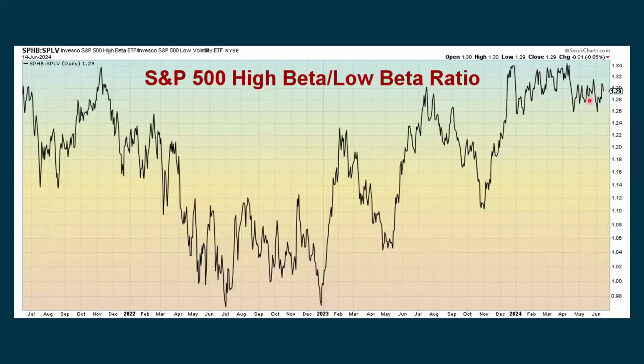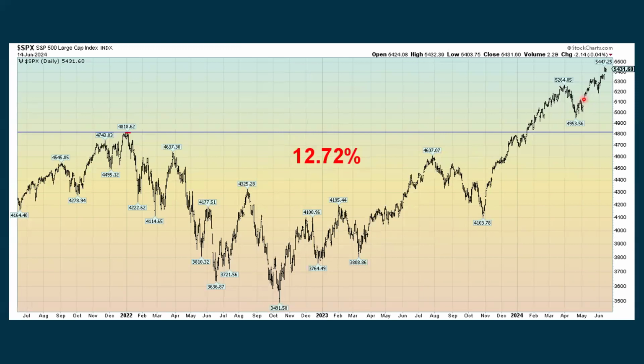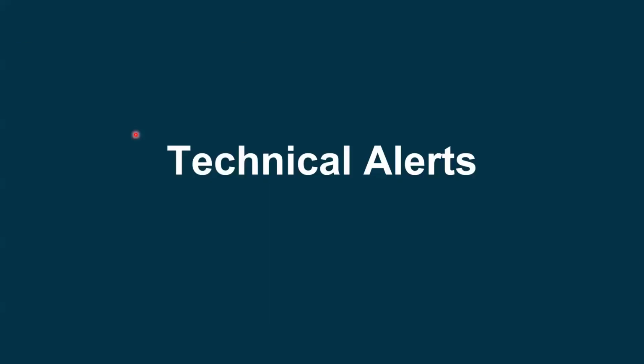And we look at high beta stocks. These are the stocks that outperform the market. And that's great when we're going up, but they also outperform on the way down when we're under some pressure. This has been chopping around for most of 2024 as well. So we're not getting a lot of additional insight from this chart. And we want to keep an eye on where are we in relation to the previous all-time high. We're up 12.72% from the high set in early January 2022.